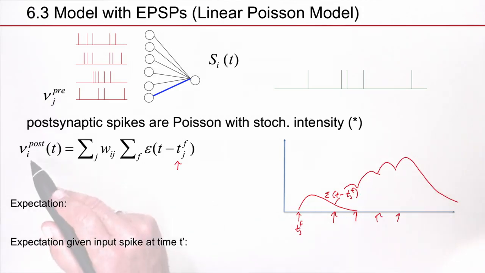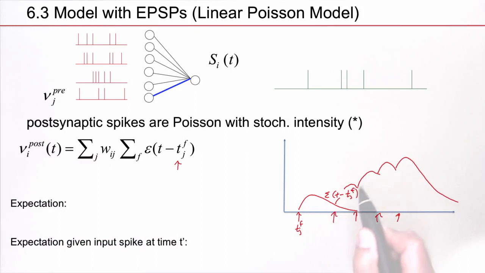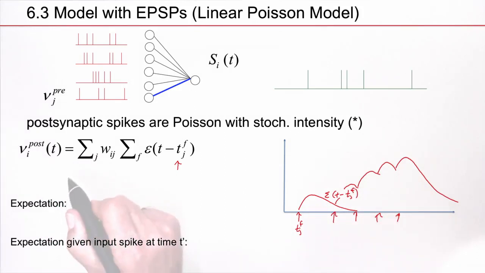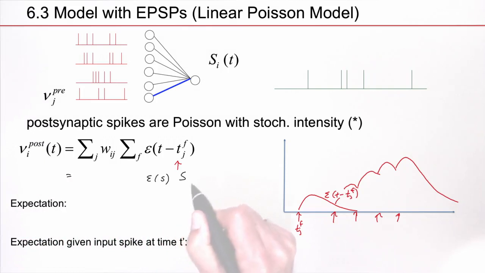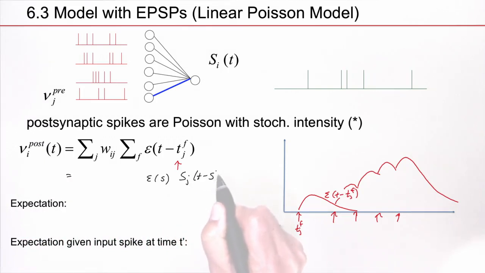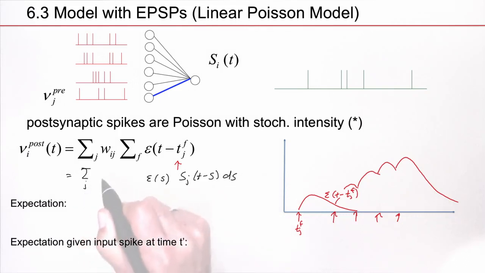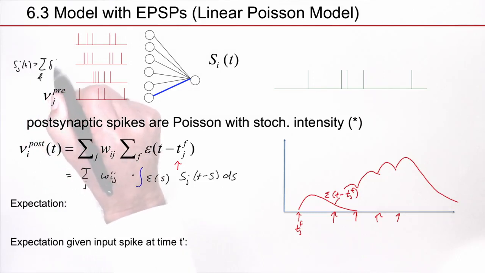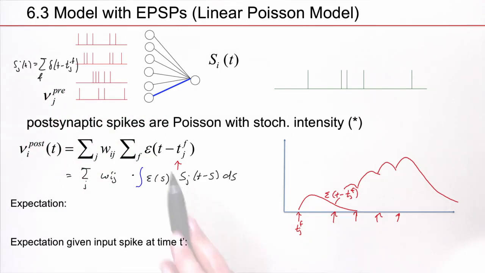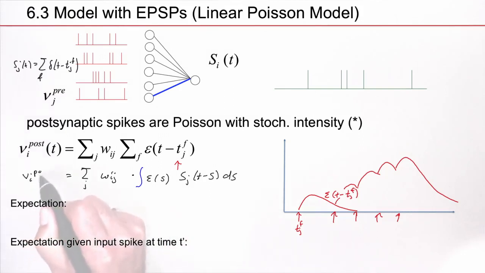Now the firing rate of the postsynaptic neuron is time dependent. The firing rate goes up, goes down, goes up again, and so forth. To rewrite the postsynaptic firing rate, I use the presynaptic spike train. I write the integral of epsilon of s, S_j of t minus s, ds, sum over j w_ij, where the presynaptic spike train is the sum over all presynaptic spikes, delta of t minus t_j^f. So if you plug the definition of the spike train back in, you get this formula that I had before. We will be interested in the expectation.